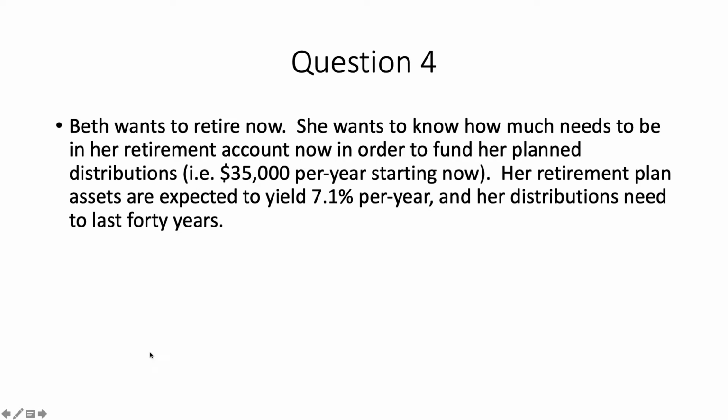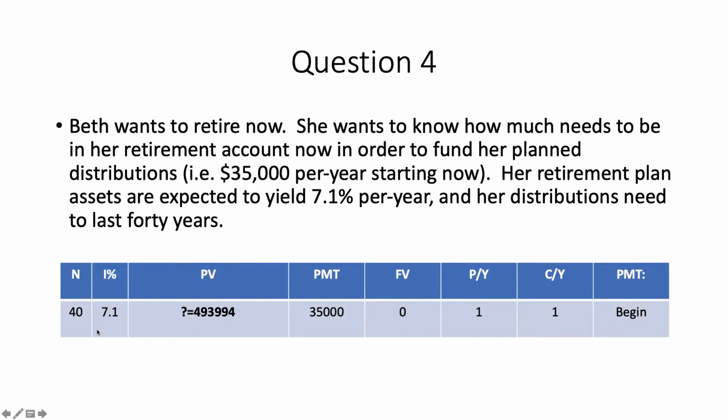Question 4, Beth wants to retire now. Now, this is a simple one. She's going to get a flat payment. It says she's going to just get $35,000 a year. She's not getting 2% more a year. So here I'm going to just use the calculator that we use for the course, put in the $35,000 right here, and calculate the present value.